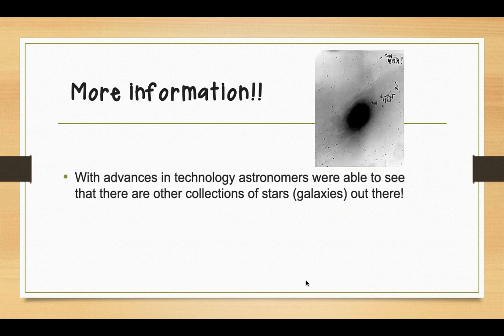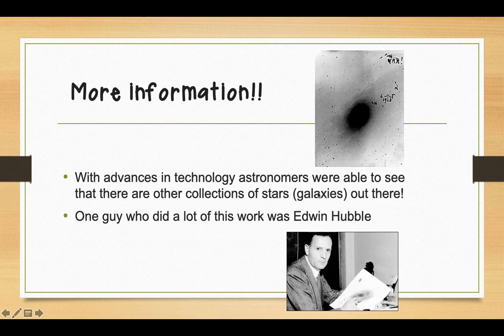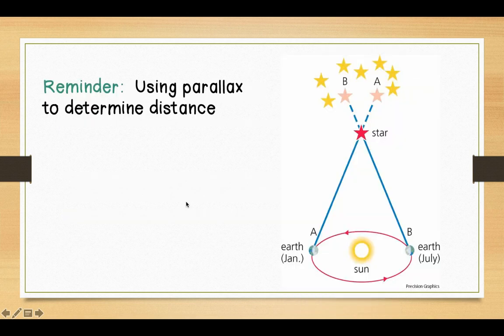So, some more information. Around after Lemaitre's time of publishing this primeval atom theory, there was better technology. So we were able to see stars and galaxies out there much better. And one of the guys who did a lot of work on this was Edwin Hubble. So Hubble, now, instead of it just being theory, can actually see stuff and take data. And that was a big deal.